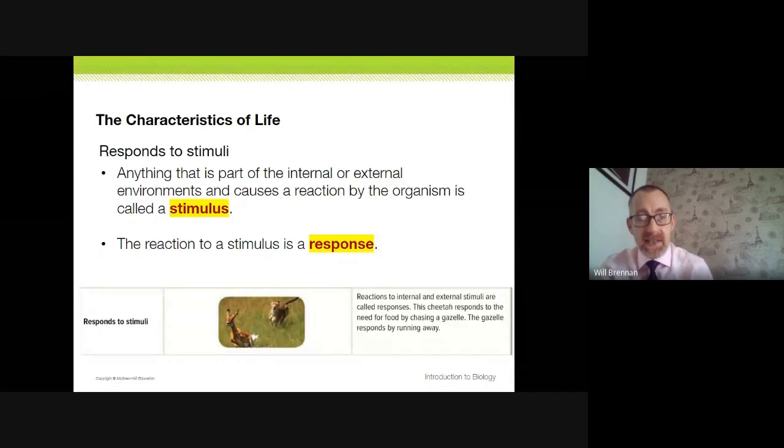The cheetah realizes that it's hungry. That is an internal stimulus. And that stimulus causes a response, which causes the cheetah to go looking for food. So he goes chasing the gazelle. The gazelle sees the cheetah running at her as an external stimulus, because if I don't do something now, the cheetah is going to eat me. So that stimulus causes a response, and the response is the gazelle runs away. So stimuli can either be internal or external. The reaction to both is called a response.